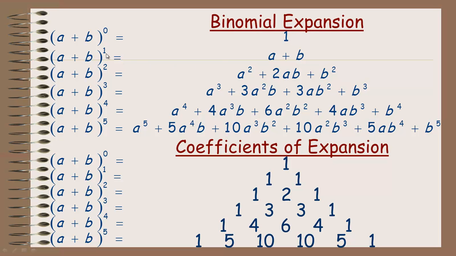A plus b to the first would just be a plus b. If we expand out a plus b squared, we get a squared plus 2ab plus b squared. And we're going to take a look at some of these expansions on the next page.